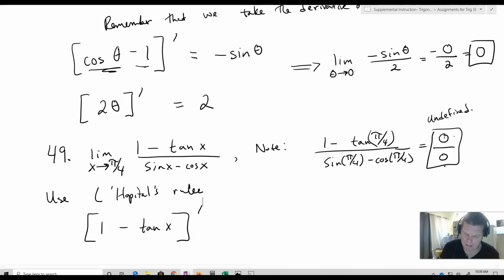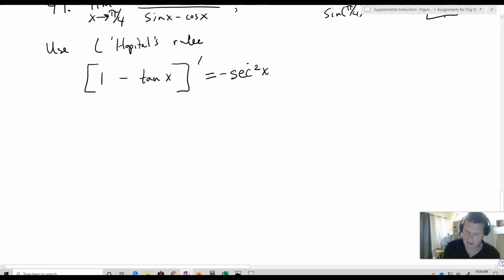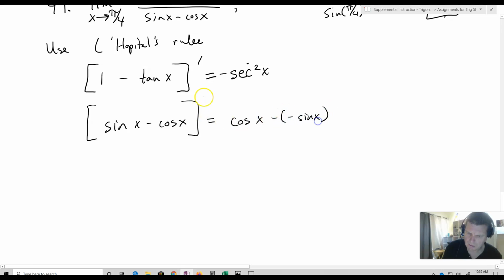So the derivative of 1 minus tan x is going to equal just negative secant squared x, right? And then the derivative of sine x minus cosine x is going to equal cosine x minus negative sine x, right? So we're going to get the limit as x approaches pi over 4 of negative secant squared x divided by cosine x plus sine x.